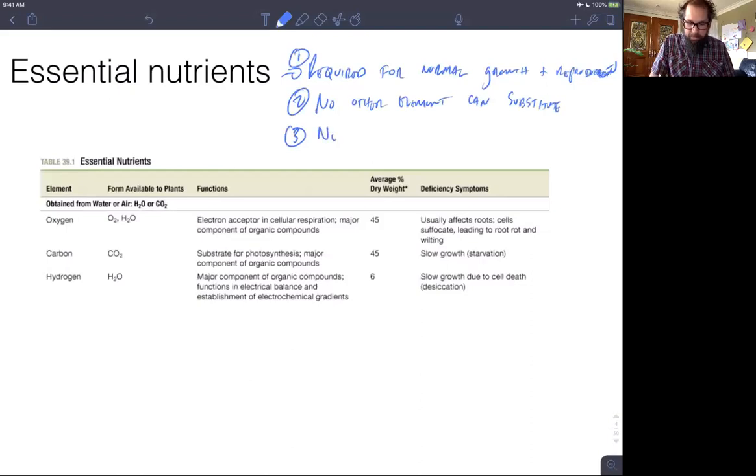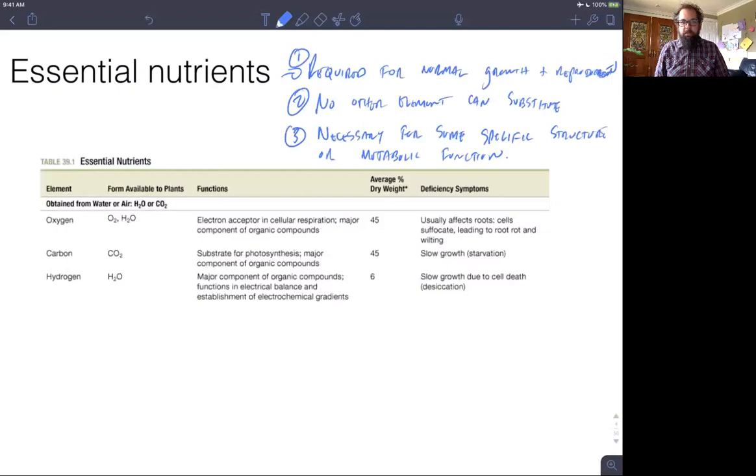So these are necessary for some specific structure or metabolic function. Making these essential in the plant. So where do these essential nutrients come from? These are obtained from the soil and the air.